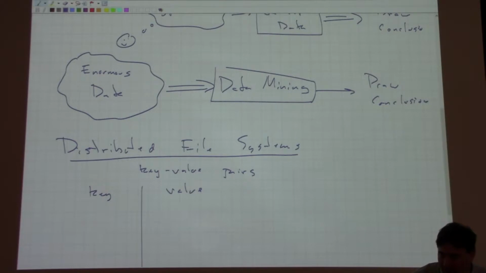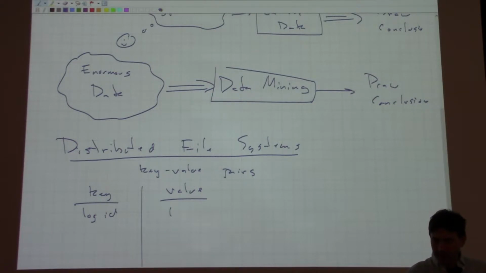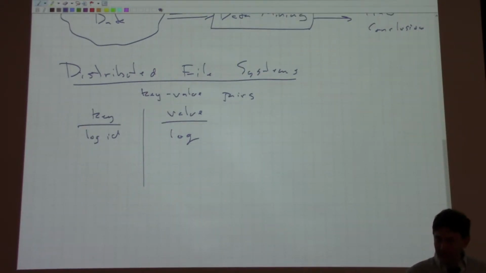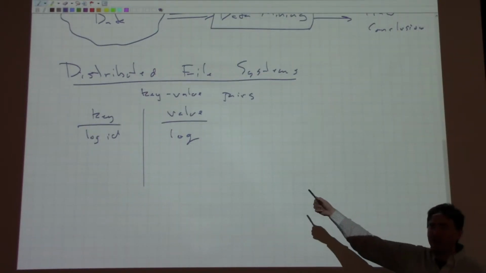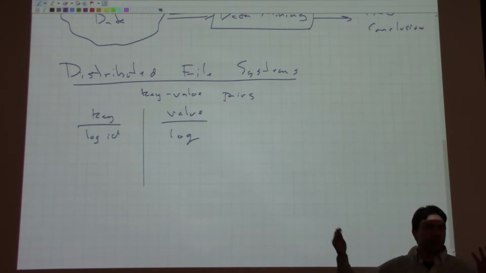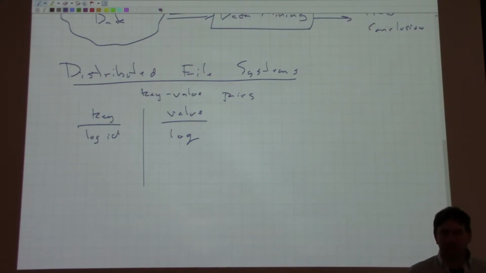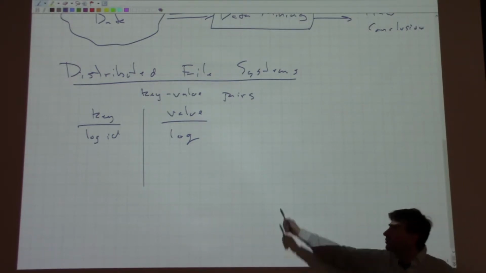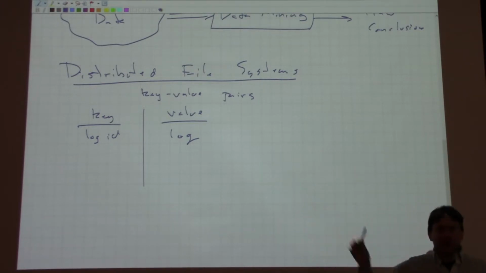Let me have some examples here. So the key could be something like a log ID, and then the value is the actual log, right? If you're running a system, it occasionally spits out error messages or log messages, and this big log table is going to be like this. It just has an ID, and then whatever you want in the log. It can be processed and scanned and looked for certain elements later. You can put more structure within the value part. That's very flexible.